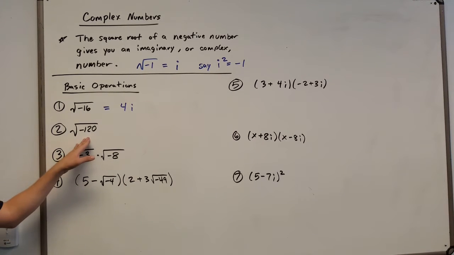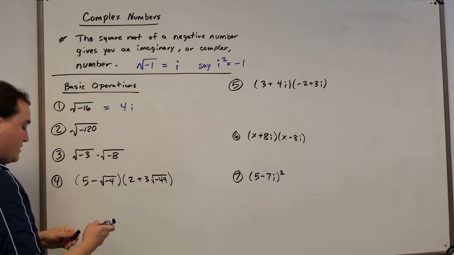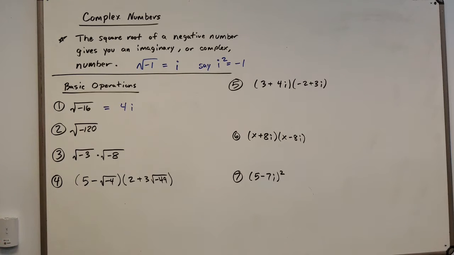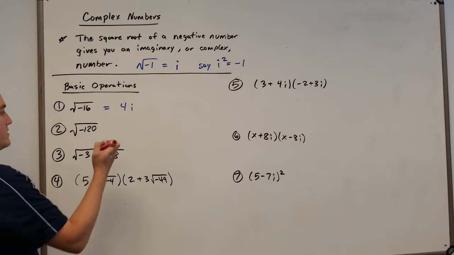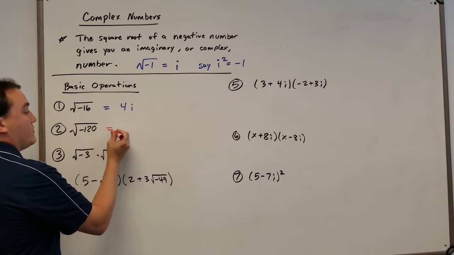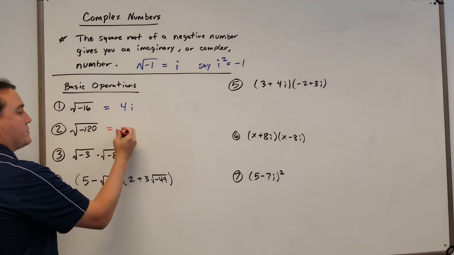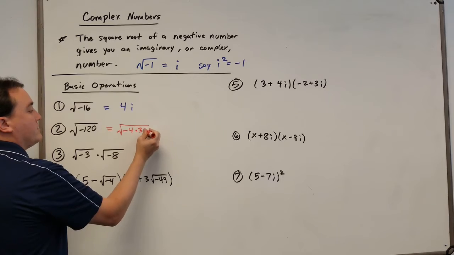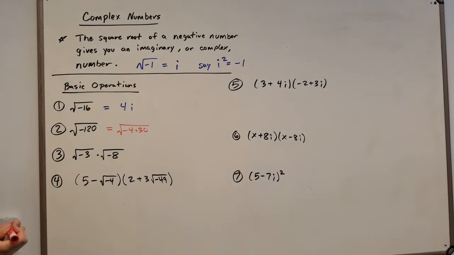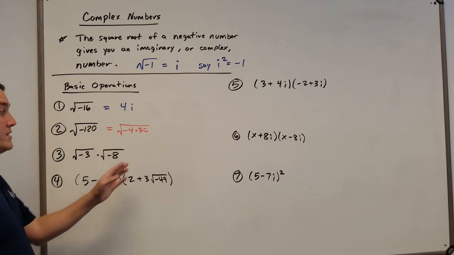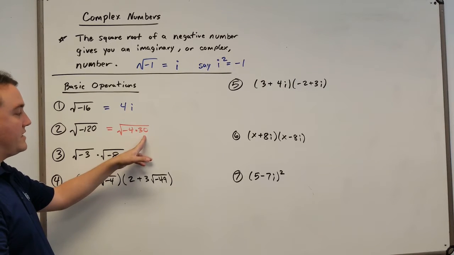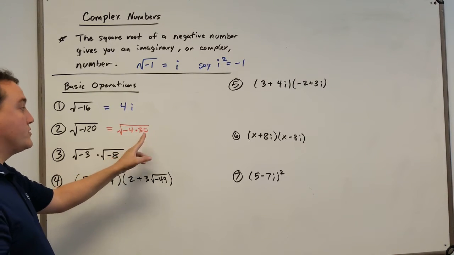This one's a little bit harder because we have the square root of negative 120. Well, 120 is not a perfect square, so we have to think of something that can go into 120. And as of right now, I know 4 goes into 120, so we can split this up into negative 4 times 30. And then we can think of our list of perfect squares that might go into 30. So we have 4, 9, 16, 25. No, none of them do. So this is right.